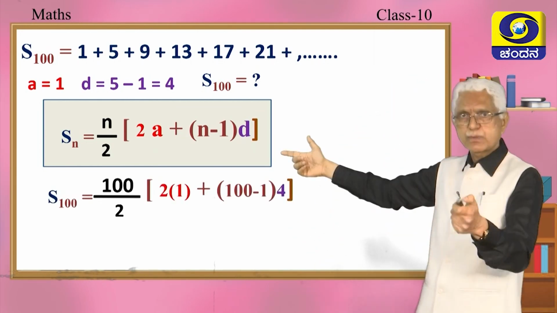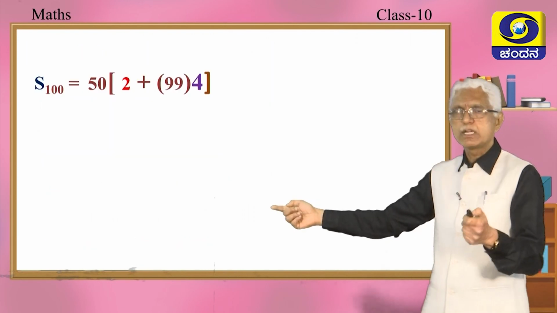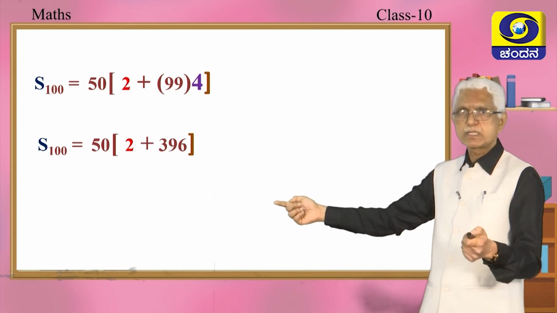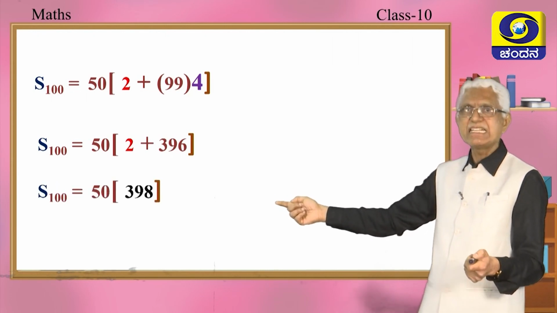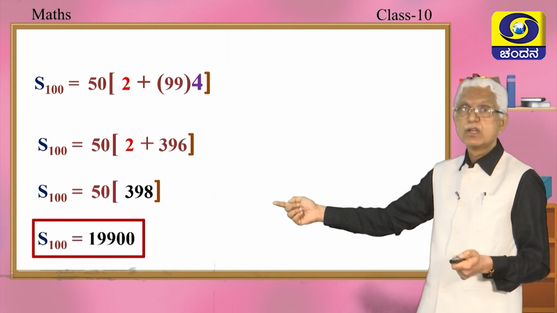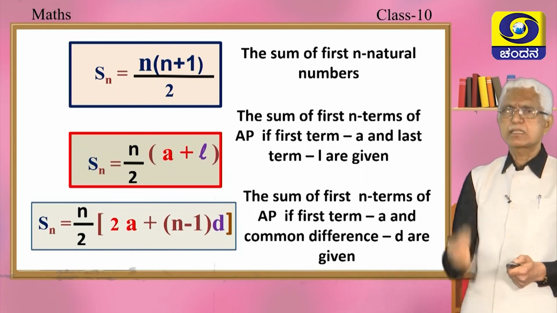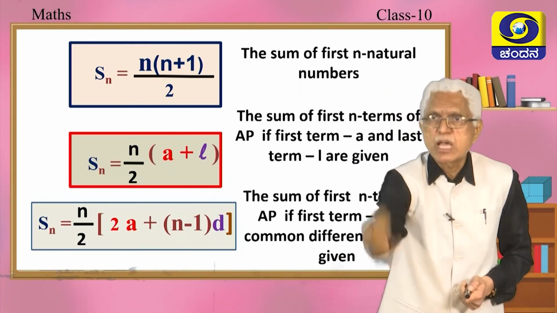Okay, done. Substitute. 100 by 2 is 50, 50 into 2 ones are 2. So it is 50 into 2 plus 99 into 4. It is 50 into 2 plus 396. It is 50 into 398, which is also 19,900. So these are the three formulae we learned today with the help of some examples.